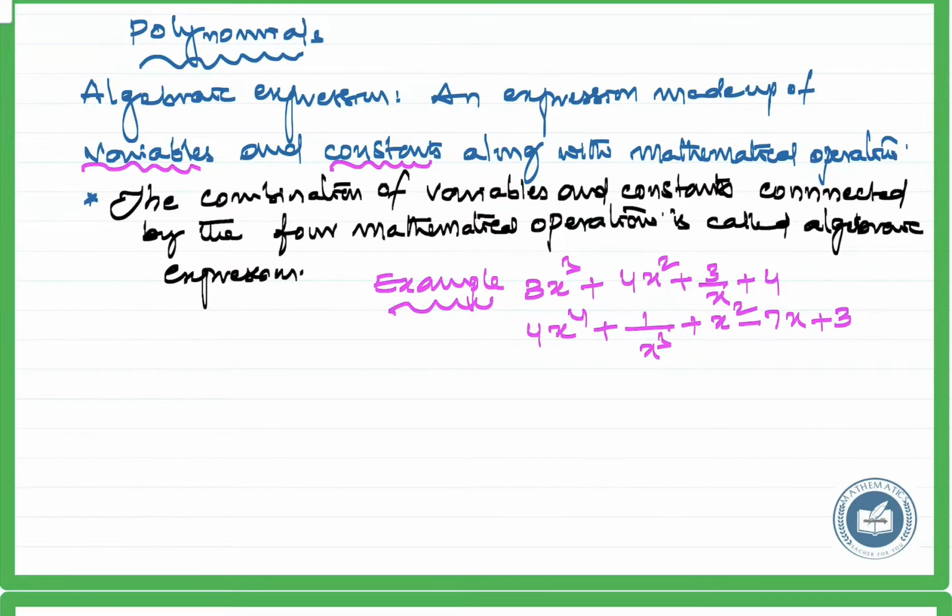So what is a variable? Actually, a variable is a symbol which takes on various numerical values. A symbol which takes on various numerical values is called a variable or literal. That is also called a literal.